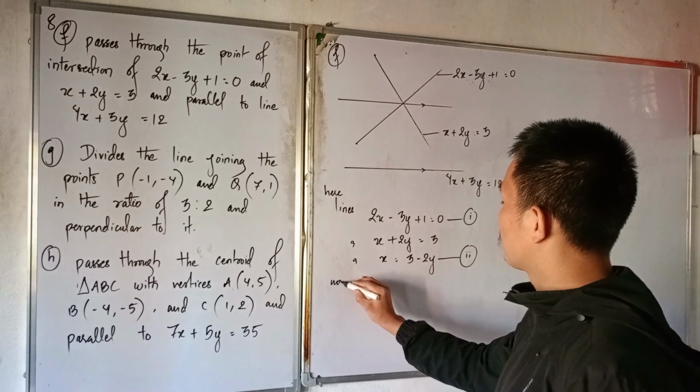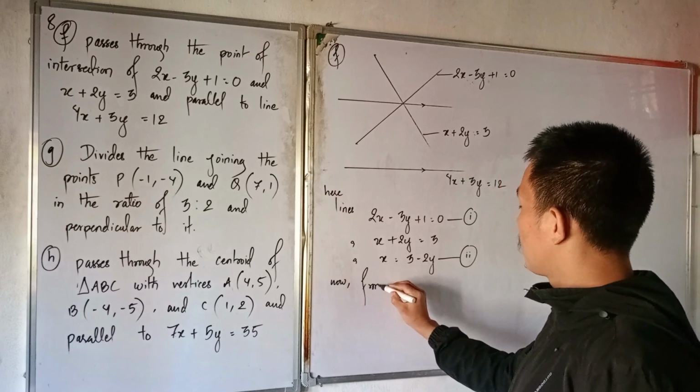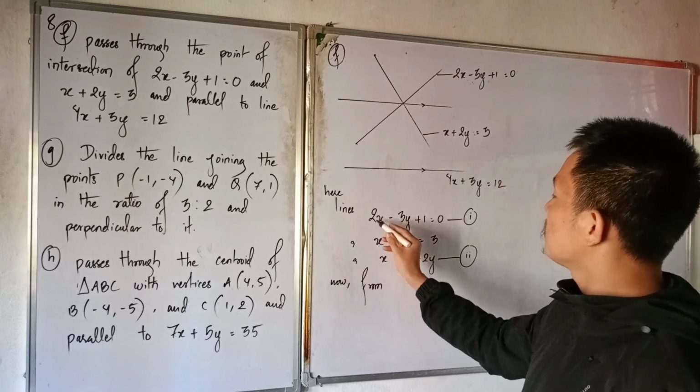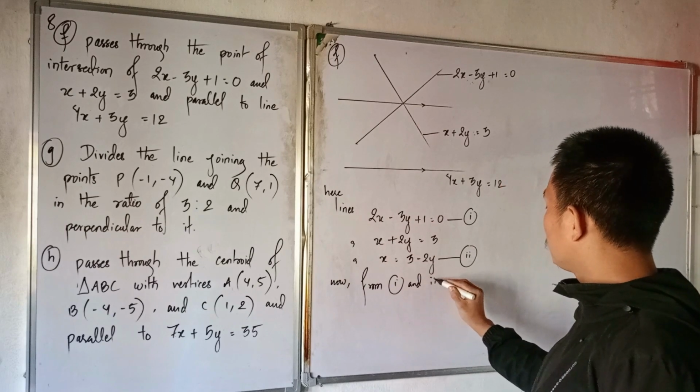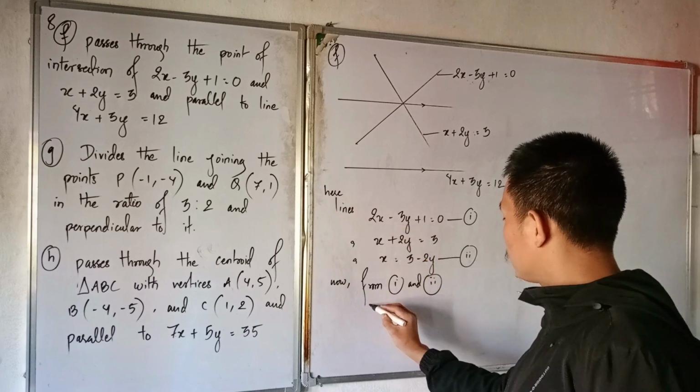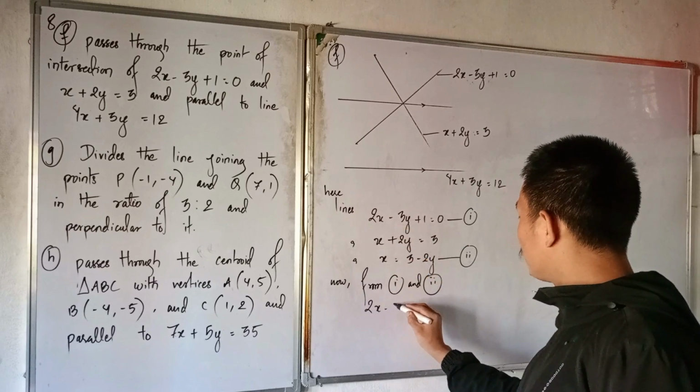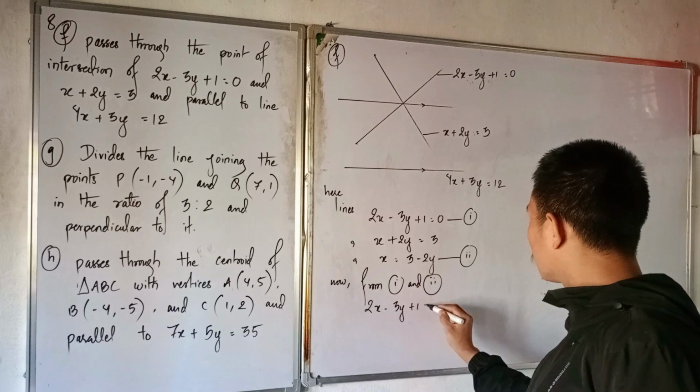Now just substitute the value of x from II in I. So from I we can write 2x minus 3y plus 1 equals 0.